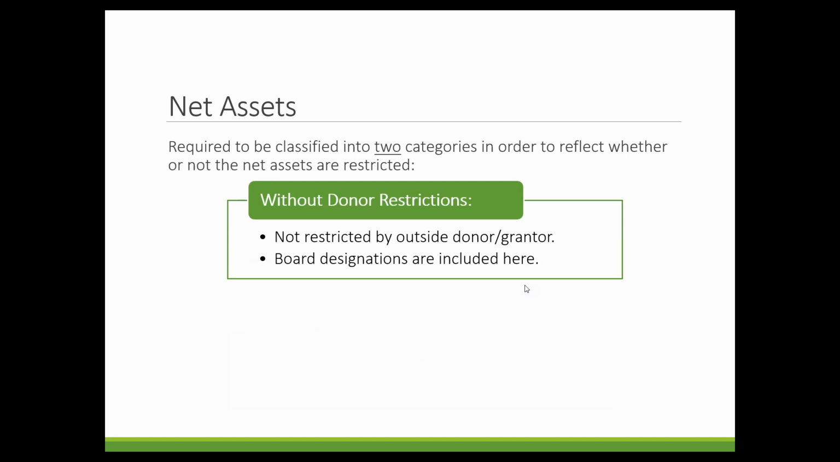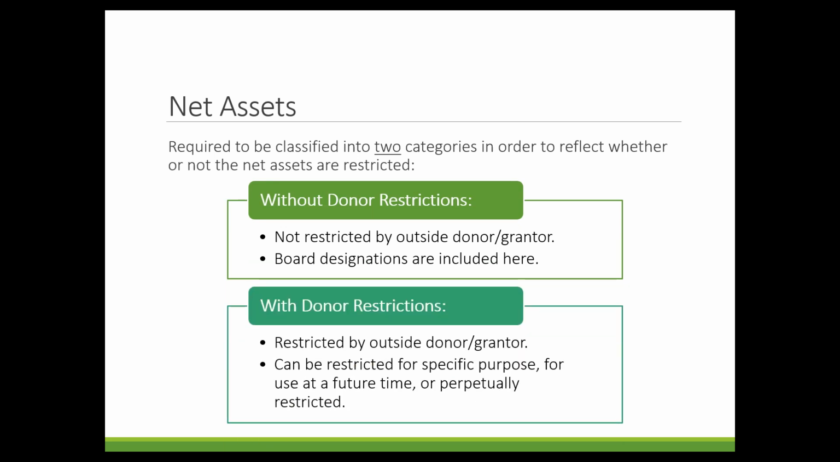So the first one is net assets. Net assets is now required to be classified in only two categories: without donor restriction or with donor restriction. The major change here is that before there were permanent and temporary restrictions, and now it's just either it has donor restrictions or it doesn't. And the main issue we saw organizations had was realizing that board designations are not donor restrictions. That's because the board can change their mind at any time. So if you do have board designated funds, those need to be included in the without donor restrictions section.